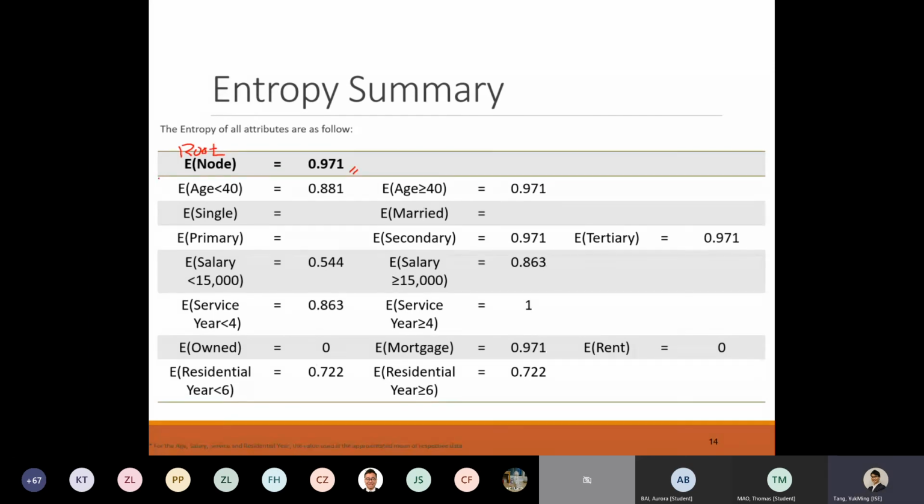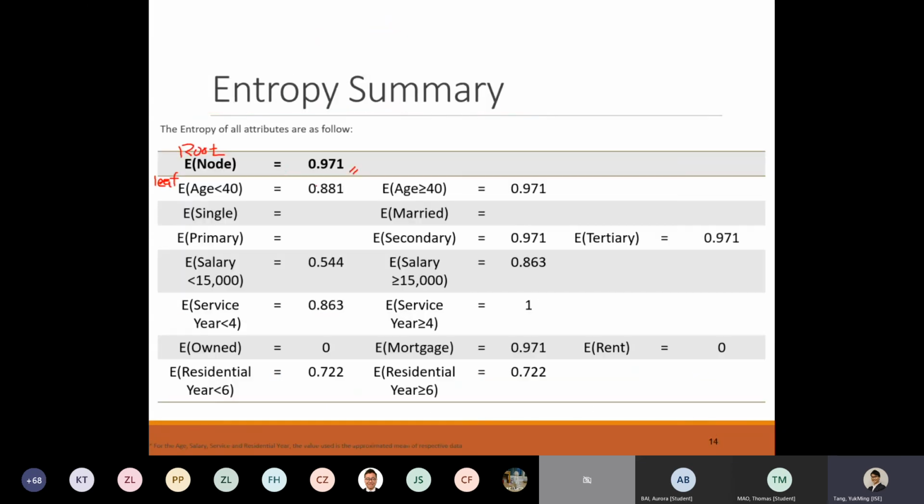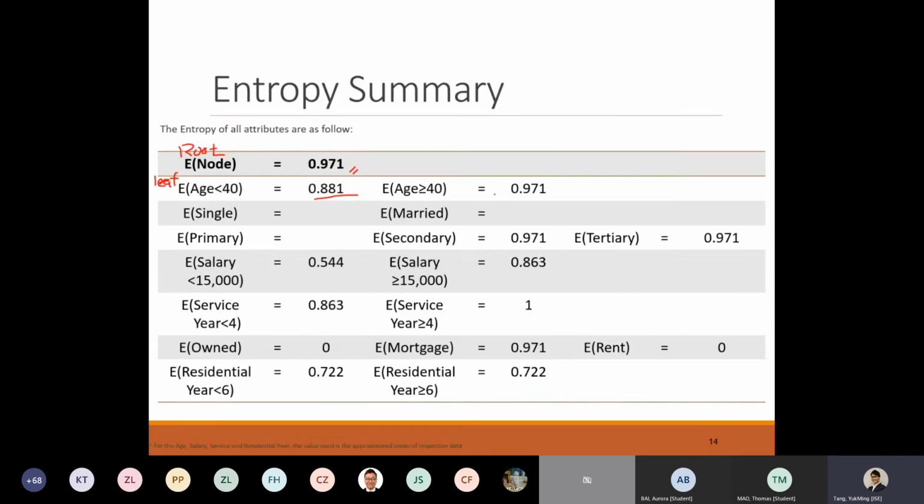And then these are the leaf entropy. These are the leaf. Entropy for smaller than 40 and larger or equal to 40. For smaller than 40, it is 0.881. For larger than 40, it is 0.71.